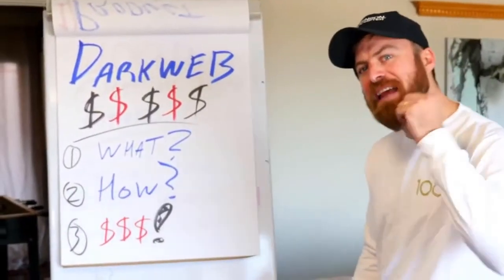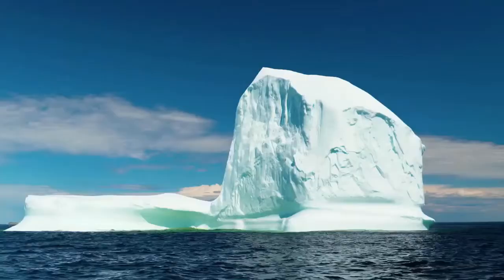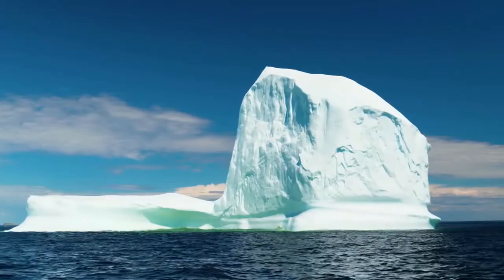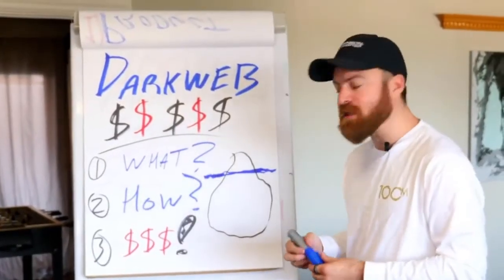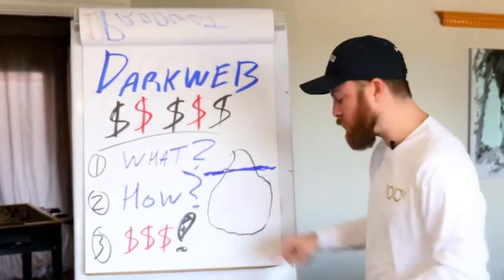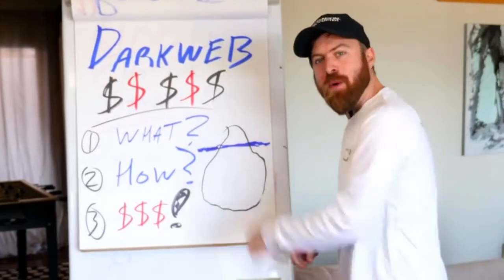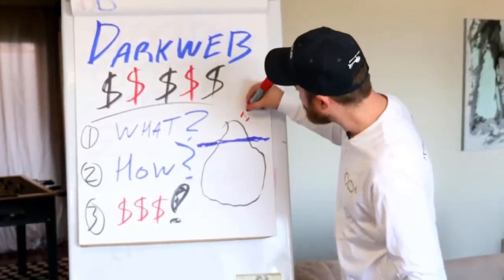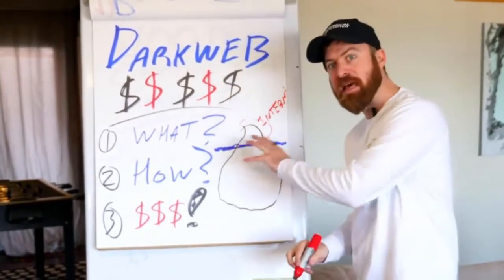Now, the first thing to understand is what the dark web is. A good visual metaphor is an iceberg, okay? With an iceberg, all you see is this top part right there. All you see is this top part. And this is what we know as the internet, right? This is the part of the internet you use. Just that little bit.